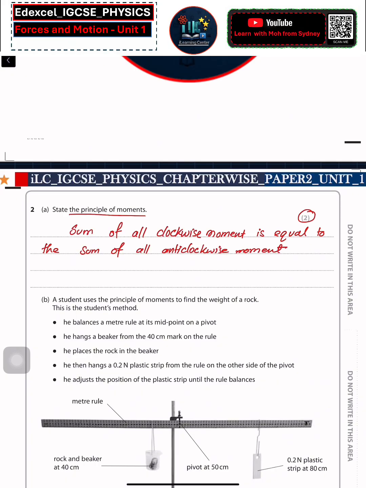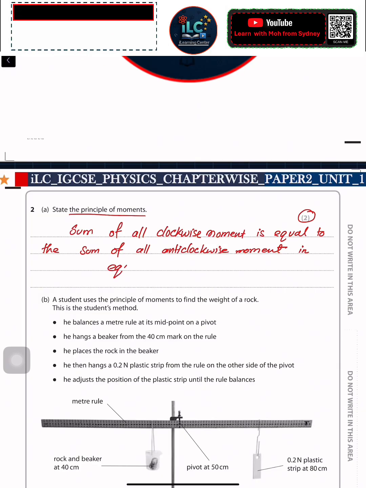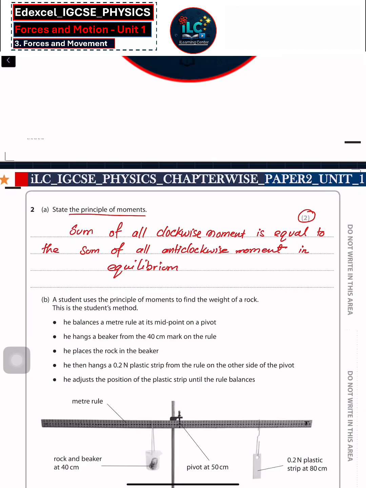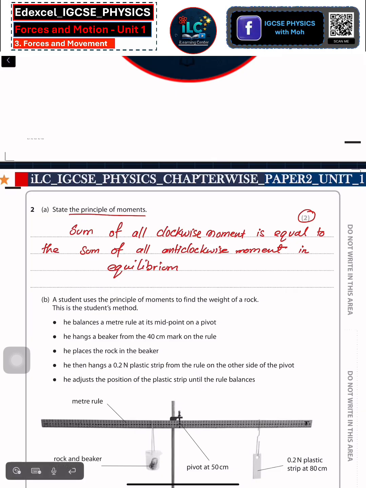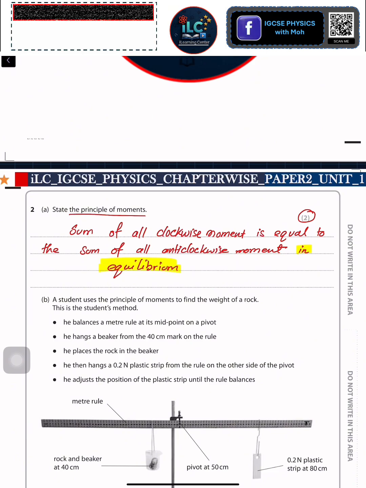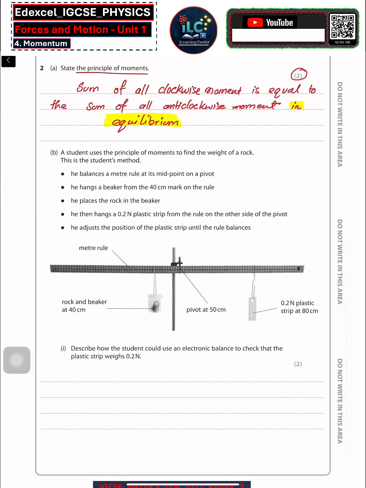And then you say that in equilibrium. This is very important. If you don't write in equilibrium, you will not get 1 mark. This 1 mark is for this portion specifically. I have seen a lot of students making mistakes here.